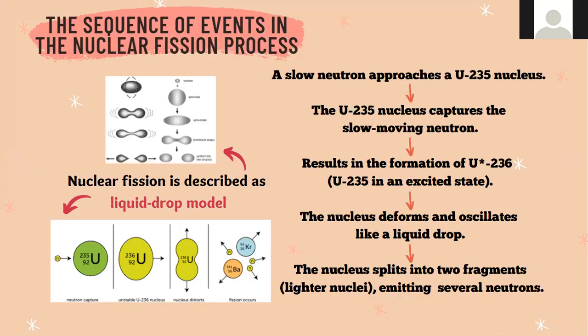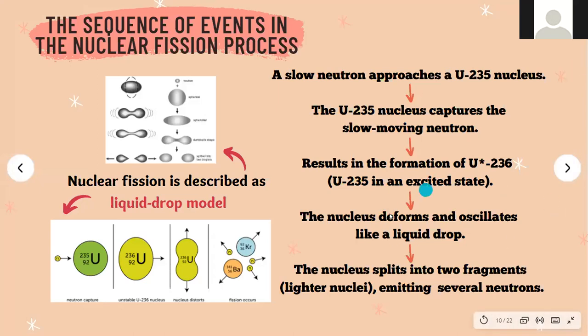Now, this is the sequence of events in the nuclear fission process. For your information, nuclear fission is described by the liquid drop model. I'll tell you why. Let's see the process first. A slow neutron approaches the U235 nucleus. You have to always know that for fission to occur, we need a slow neutron. We cannot have a fast neutron because it's quite difficult for the U235 nucleus to capture it. So when the slow neutron approaches, the U235 nucleus will capture it. This results in the formation of U star, or U intermediate, or U236, which is an excited state of the U235 nucleus. So the nucleus will deform and oscillate like a liquid drop.